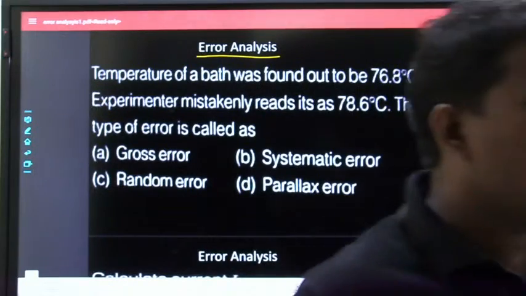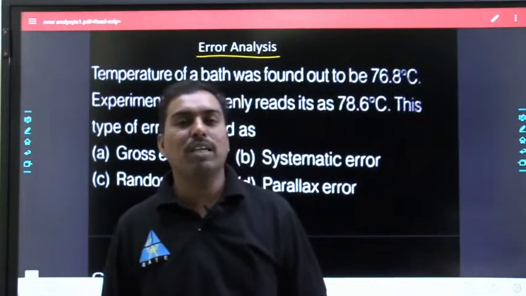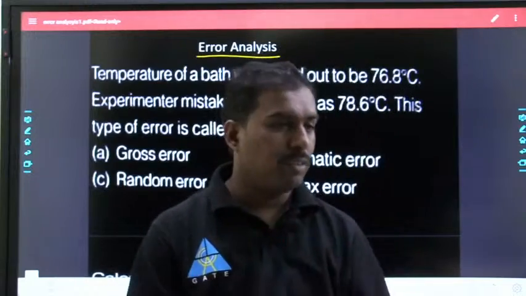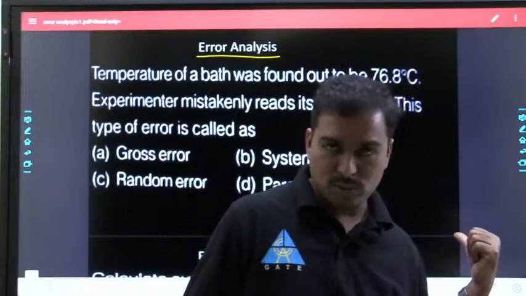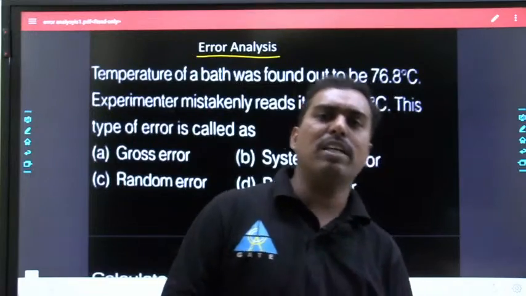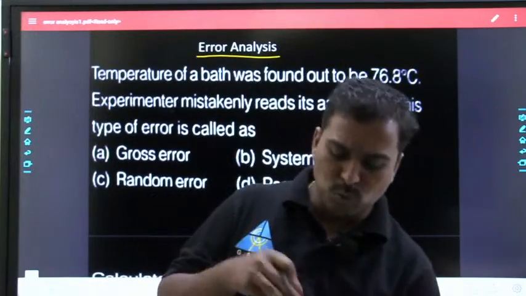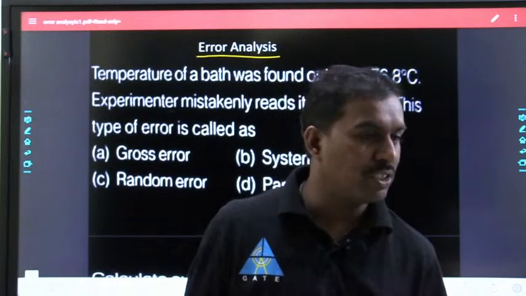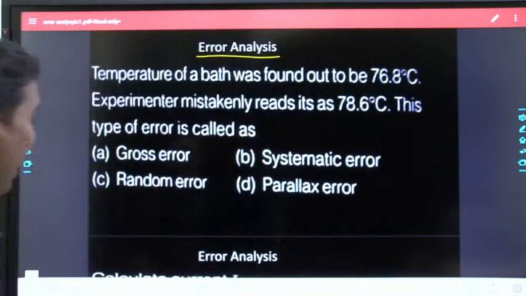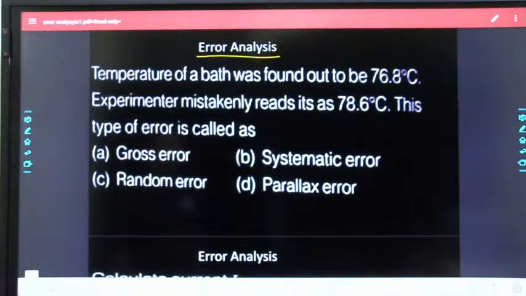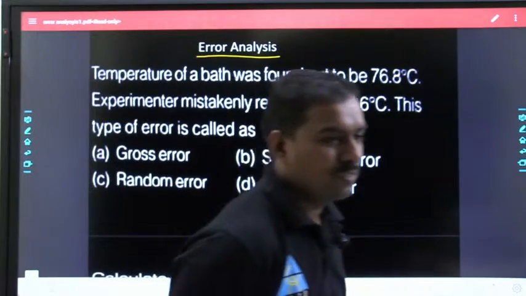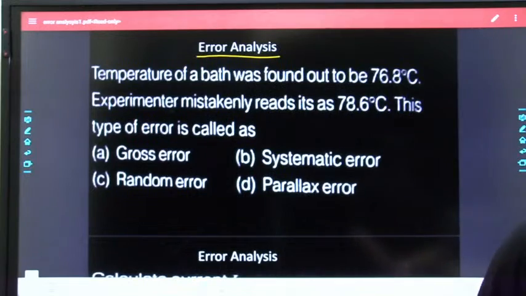I told you, Nirvesh, random error is an example of something which you are not aware of. See, residue error is given in this option. Why? Because residue errors may be due to the asymmetric nature. Parallax error, you are saying? Okay, very good. What is the correct answer?